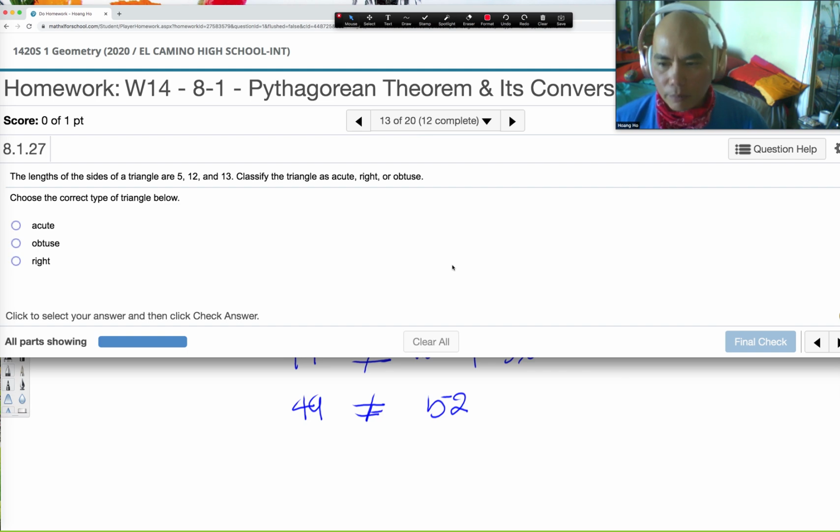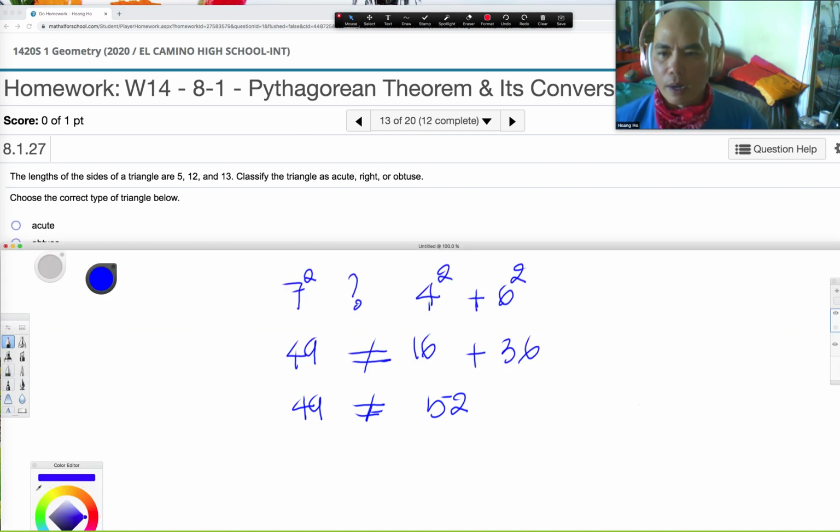Question 13. So now they give you the 3 values of the sides of the triangle. And they ask you not just whether it is a right triangle or not. If it's not, you have to tell if it's acute or obtuse. All right. So let's get rid of this for a second.